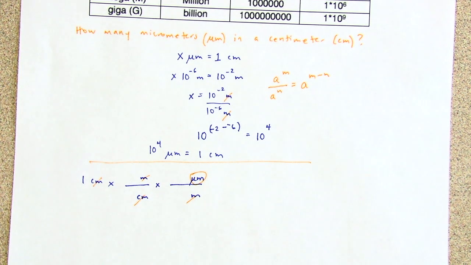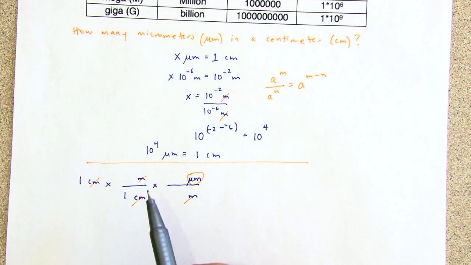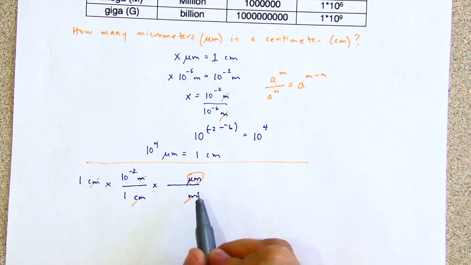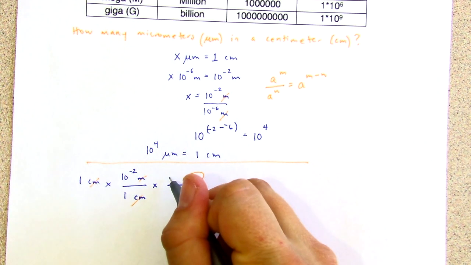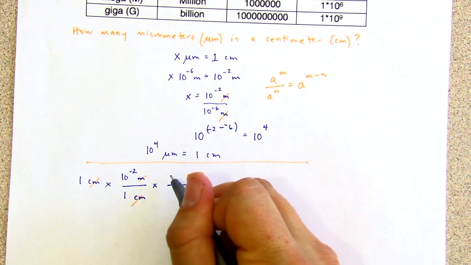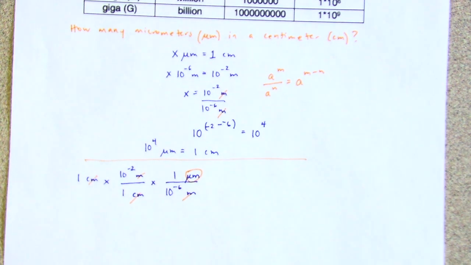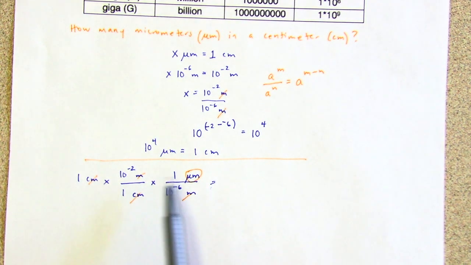But of course, the most important thing is to actually put in numbers here. So if we know 1 centimeter is equivalent to 10 to the negative 2 meters, and we know 1 micrometer is equal to 10 to the negative 6 meters. I hope that makes sense. So 1 micrometer is 10 to the negative 6 meters. 1 centimeter is 10 to the negative 2 meters. So then we just multiply across, 1 times 10 to the negative 2 times 1 all over 1 times 10 to the negative 6.